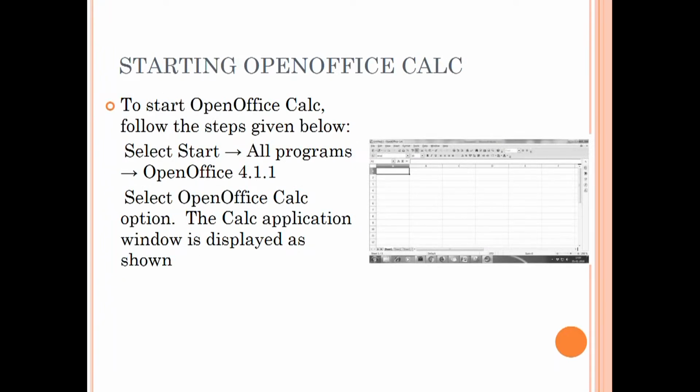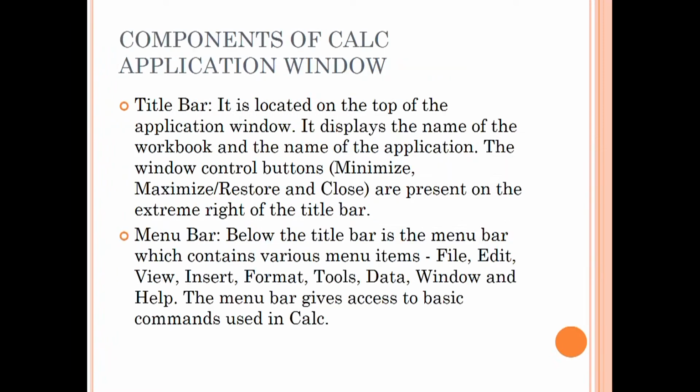Now, how do we start OpenOffice CALC? To start with OpenOffice CALC, you have to follow the steps. First, select Start, then go to All Programs, and then select OpenOffice, whatever version is available on your computer. Select OpenOffice CALC option. The CALC application window will be displayed as you can also see on the screen.